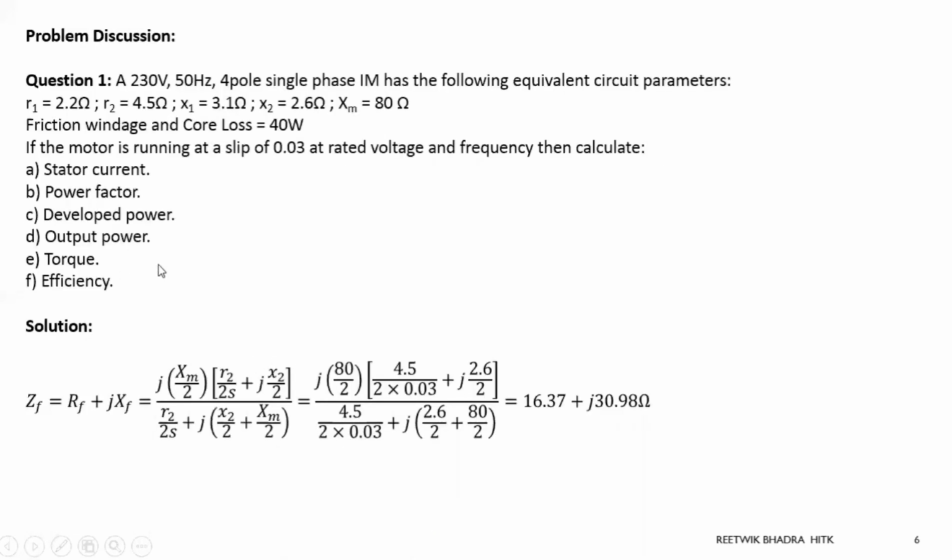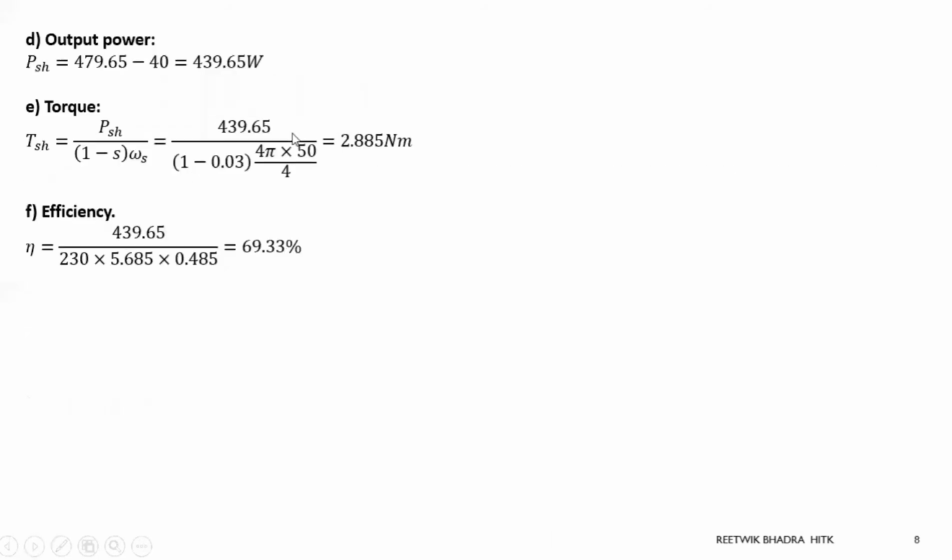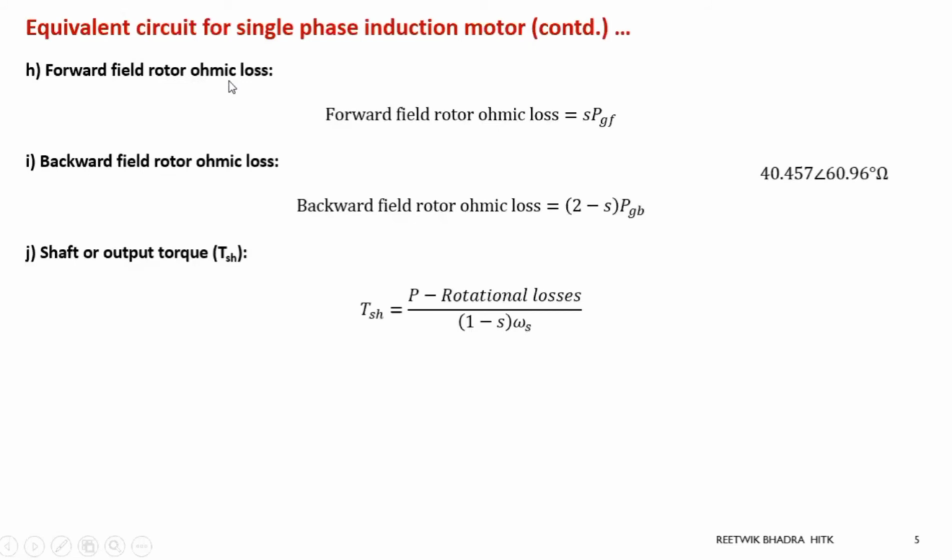Next, what will be your output power? What is the output power? Developed power PM minus the losses. What are my losses given over here? 40 watt. So 479 minus 40 gives you 439.65 watt. Simple calculation. What is my torque next? Go by the formula. If you don't remember the formula also, what is output torque? You know output power by omega R. So output power is P minus rotational losses by 1 minus S into omega S.